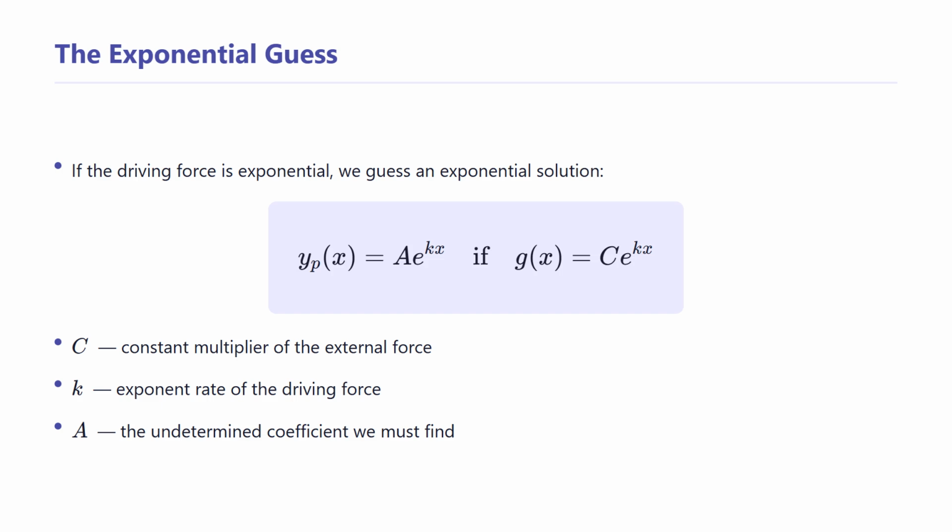The symbol a represents the undetermined coefficient that we need to find. We do not know what a is yet, but we know it must exist to balance the equation. If the input rate k changes, our guess must also change to match that exact new rate perfectly.